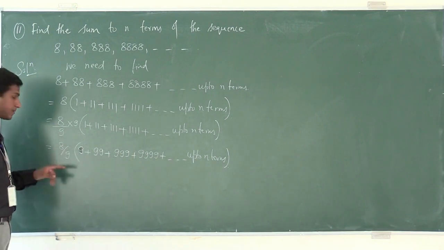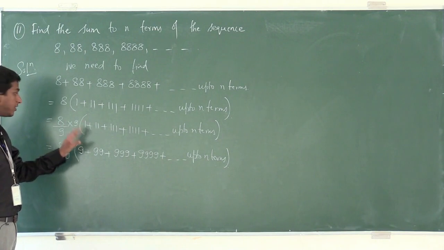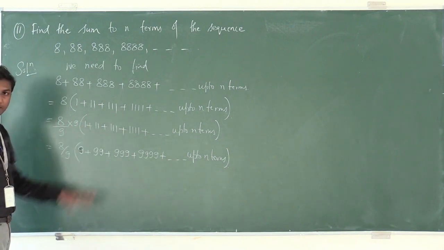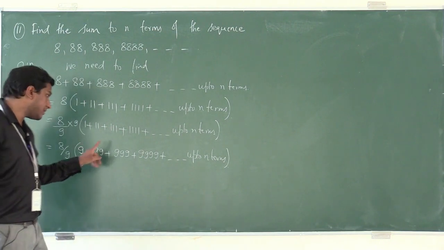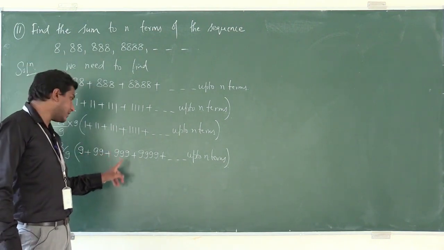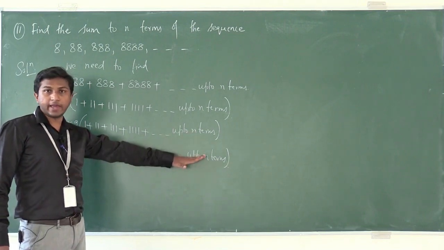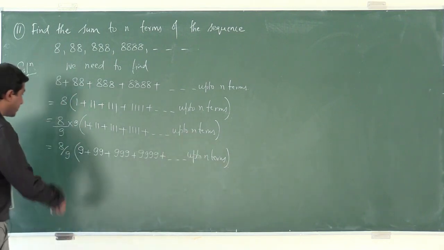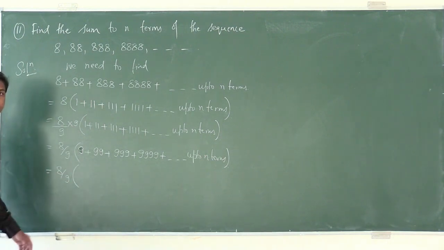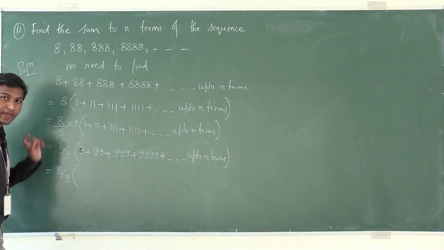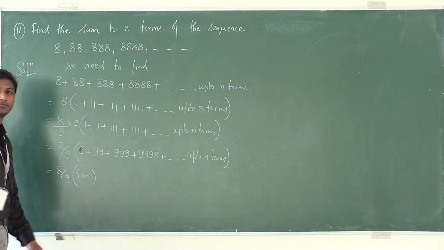Then the third step: 8 by 9 as it is, and I am multiplying 9 with this particular series. So we have 9 plus 99 plus 999 plus 9999 up to n terms. Now the next step, 8 by 9 as it is, I can write 9 as 10 minus 1, right?